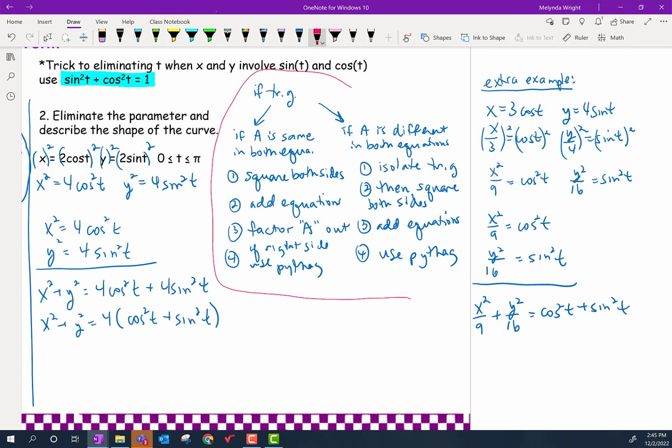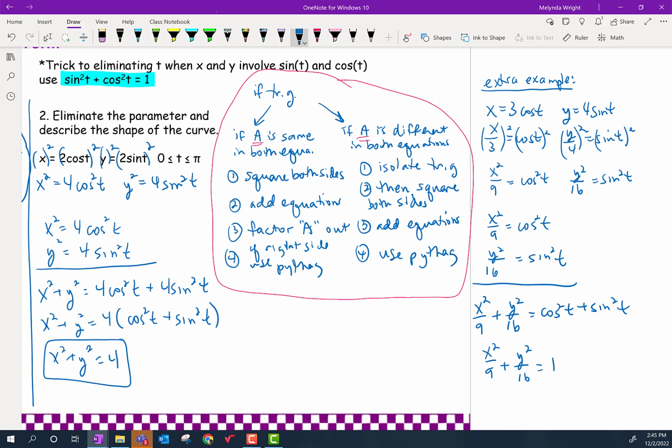So these are our steps. If it's trig, depending on if A is the same or different. Okay, so we get x squared plus y squared is 4. And we get x squared over 9 plus y squared over 16 is 1.